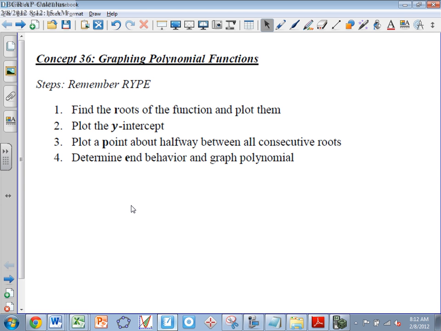I made that up. You just say, remember RYPE. It's not right like the real spelling. It's just an acronym to represent what you're going to do. So R will stand for the roots. Y will stand for the y-intercept. P will stand for a point in between the roots. And E will stand for end behavior. That's Mr. Howard trademark there.